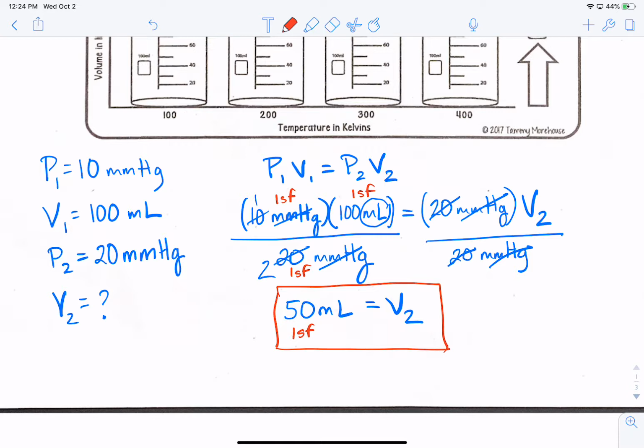The second beaker, because now that's P2. When we double, notice the trend. We doubled the pressure. What did we do to the volume? Cut it in half. Good. If we double the pressure, we cut the volume in half.